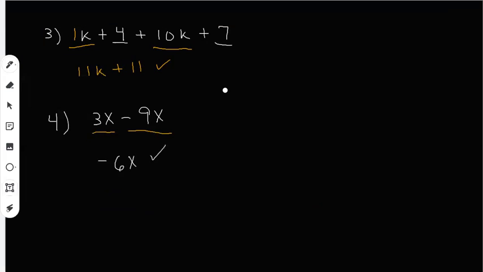Both of those end with an x, therefore they are like terms, and there's no regular numbers with it, so I don't have to worry about those. -6x is going to be my answer.